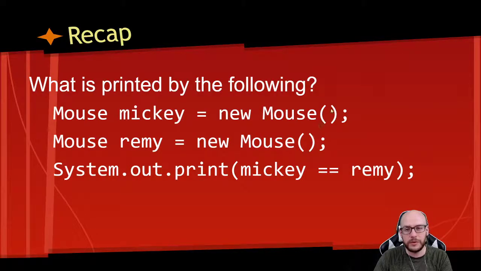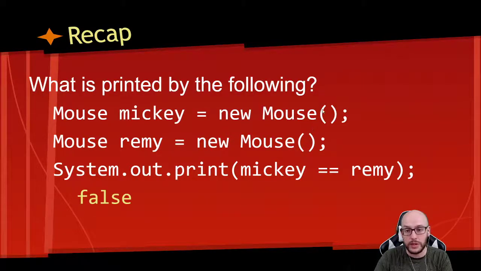Well, they're both going through the noargs constructor here, so you would think that they're going to end up with the same values. Of course they're the same, except they're not. Why? Ultimately what the equals relational operator is doing when you use it to compare objects is you're asking, are they pointing at the same thing? Very simply put, no. We're using the new operator, which means that Mickey is going to point at a brand new mouse object. Remy is going to point at a brand new mouse object. So these are actually two distinct mouse objects.